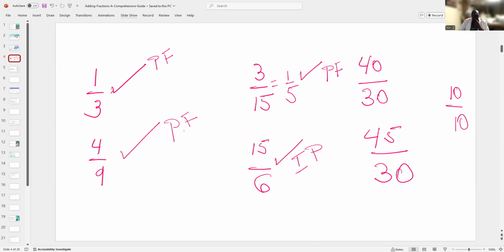40 over 30, what kind of fraction is this? This is an improper fraction. 45 over 30, what kind of fraction is this? This is an improper fraction. 10 over 10, what is that? It's an improper fraction. So far, we learned 2 types of fraction, proper fraction and improper fraction.